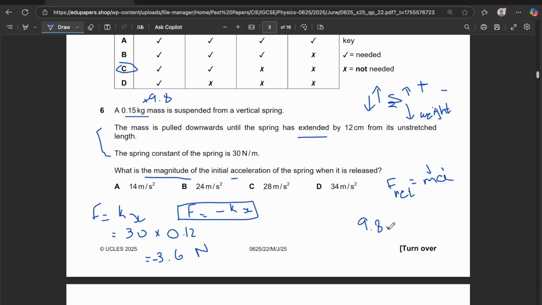To make things simpler, weight downwards will be the positive direction. 9.8 into 0.15 minus 3.6 is equal to 0.15 into acceleration. So 9.8 into 0.15 subtracted by 3.6, divided by 0.15, you get minus 14.2, but it only asks for magnitude, so it's fine. And it's approximately 14 meters per second squared. A.